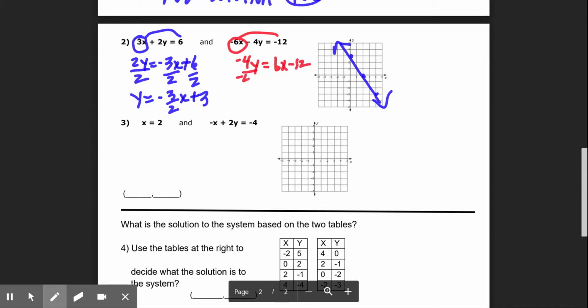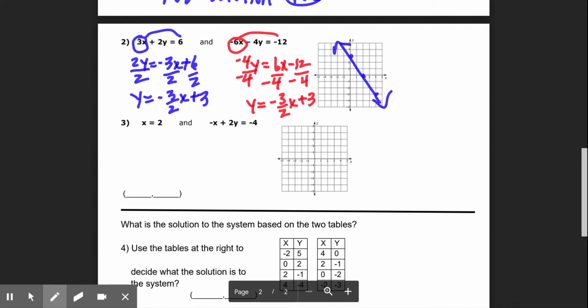And then we're going to divide everything by -4. So we have y equals 6 divided by -4. That's -3/2x. And -12 divided by -4 is a positive 3. So we're going to start at 3 and go down 3, right 2. Down 3, right 2. Well, if you notice, that would give us the same line.